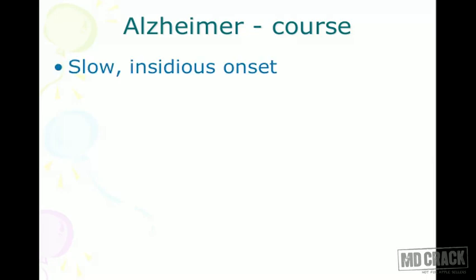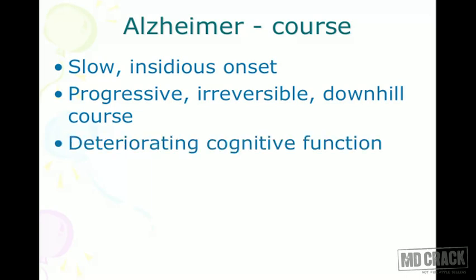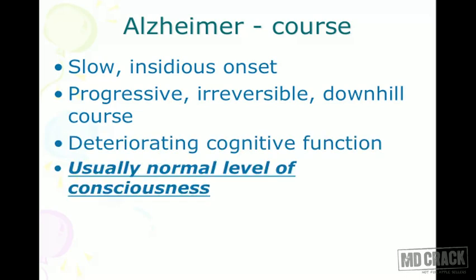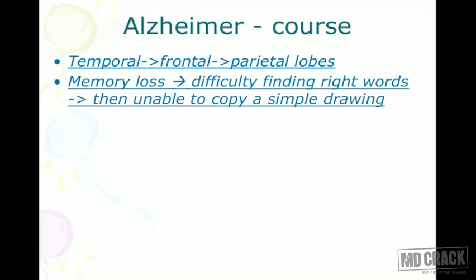The course of Alzheimer, as we just said, is slow. So it's an insidious onset. It's progressive. Usually it's irreversible downhill course. And there is slow deterioration of the cognitive function. Usually normal level of consciousness is maintained in the early stages and the motor abilities are also retained. The course usually progresses from the temporal lobe, then to the frontal lobe, then to the parietal lobes.